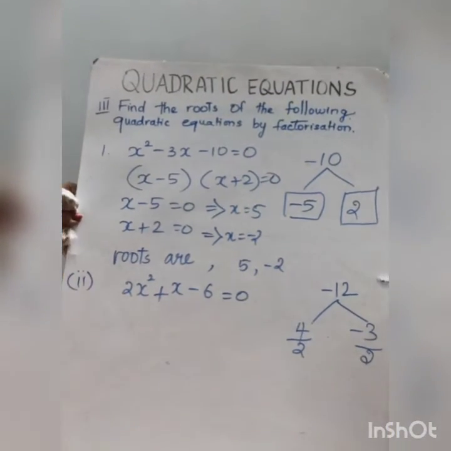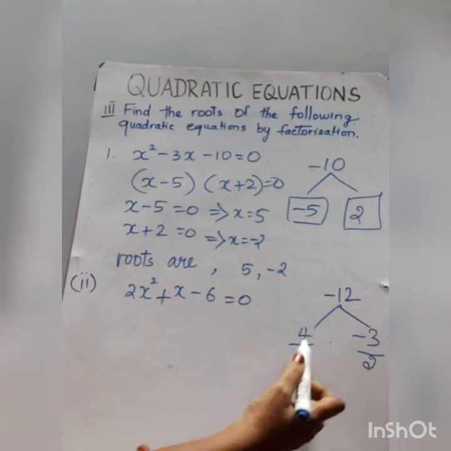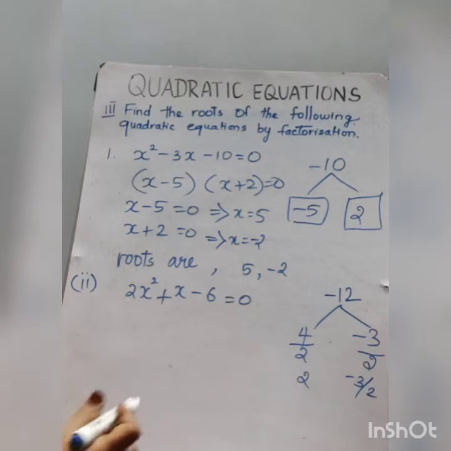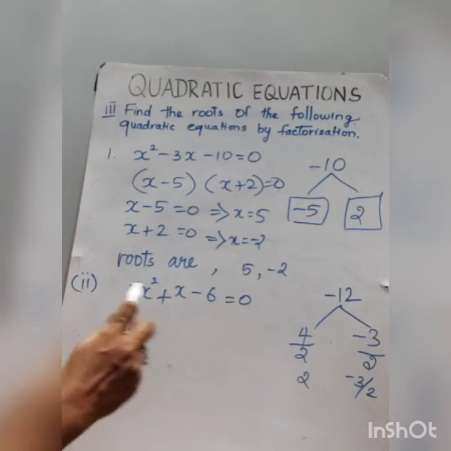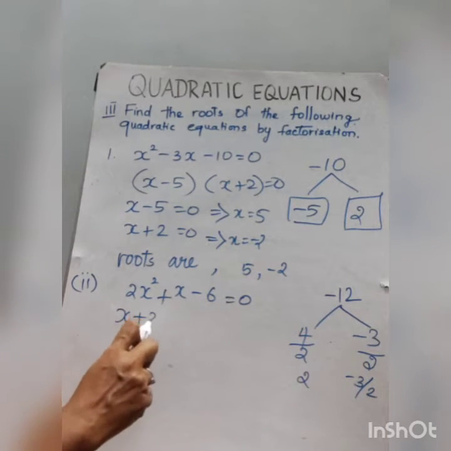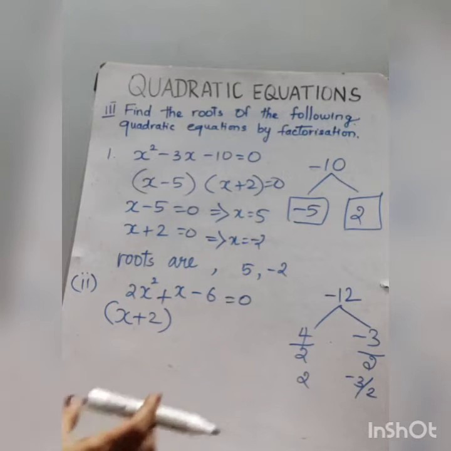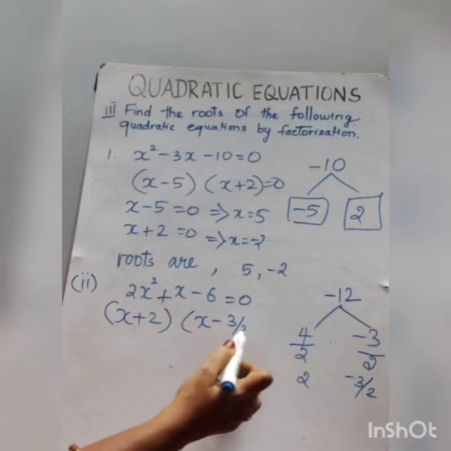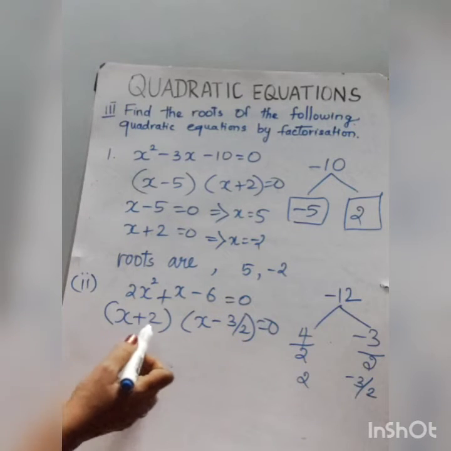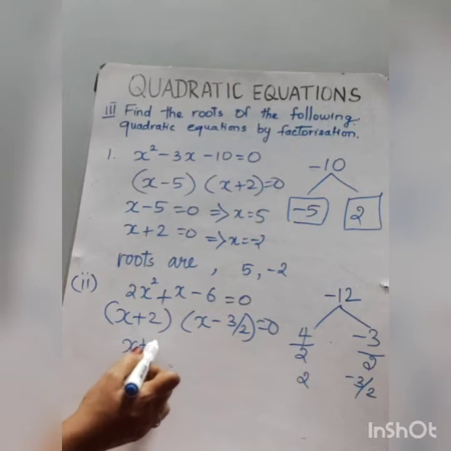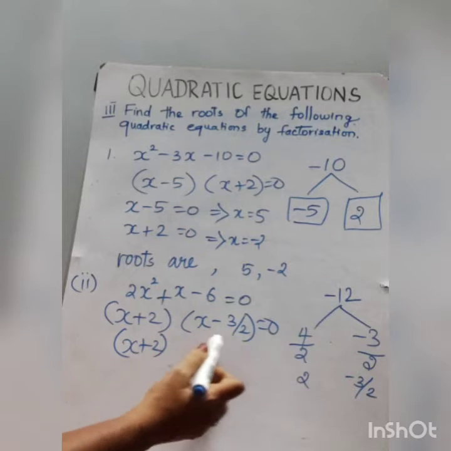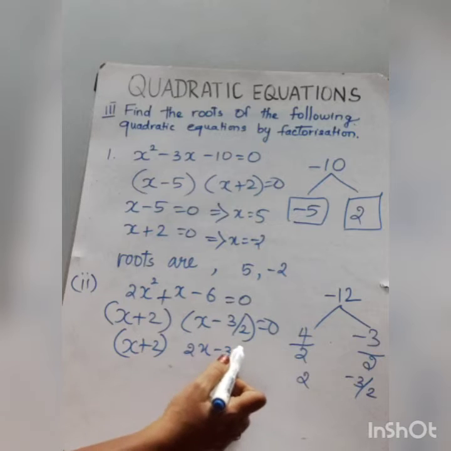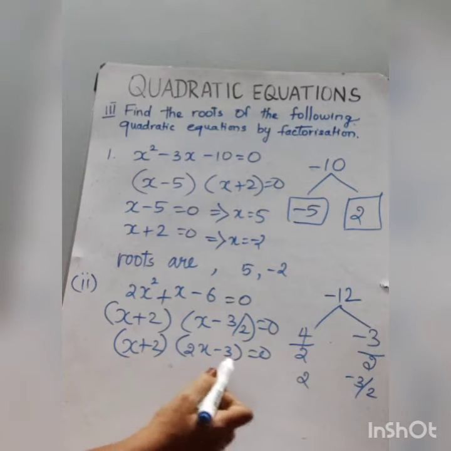So I should divide both the numbers by 2. Now this is nothing but 2. This is minus 3 by 2. So you can simply write the factors as x plus 2 and x minus 3 by 2. In the next step you can write x plus 2 into, taking the LCM, 2x minus 3 equal to 0. This is how you factorize.